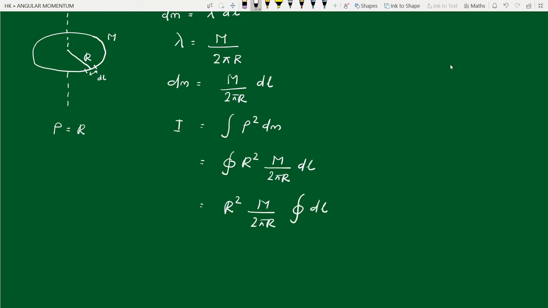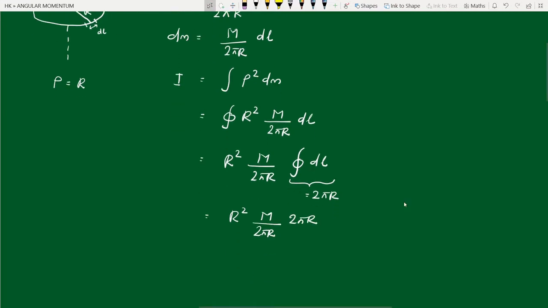What is this closed integral dl? It is the total length of the ring, which means the circumference of the ring. Since the radius is capital R, circumference is 2 pi R. So this integral will turn out to be 2 pi R. So we have R squared M by 2 pi R into 2 pi R. This 2 pi R will cancel. Therefore, moment of inertia of the ring about the axis of symmetry, about the perpendicular axis passing through its center, is M R squared.